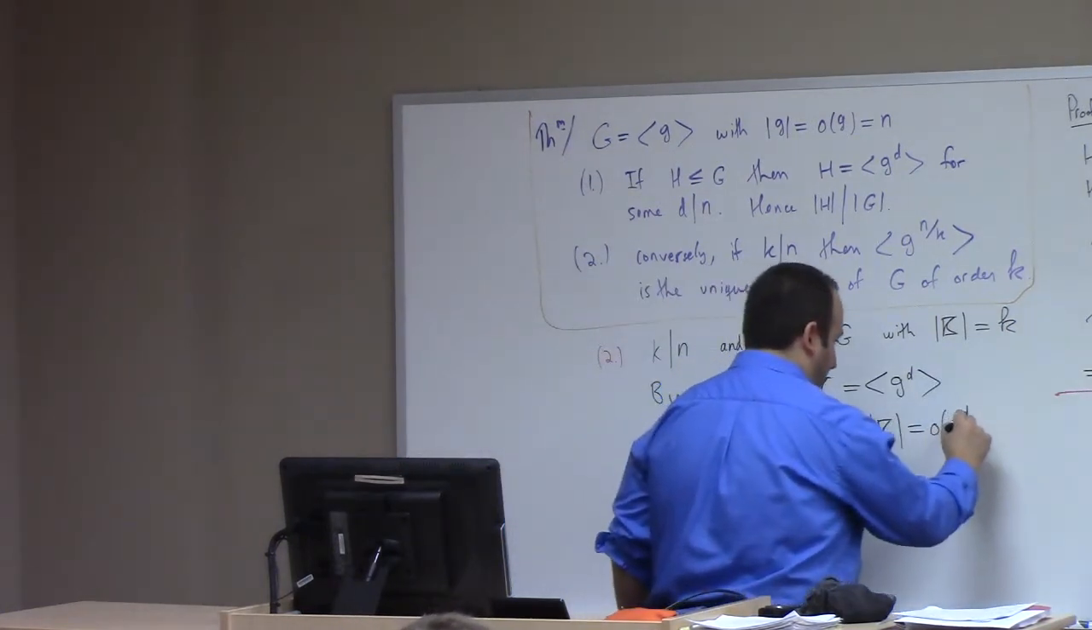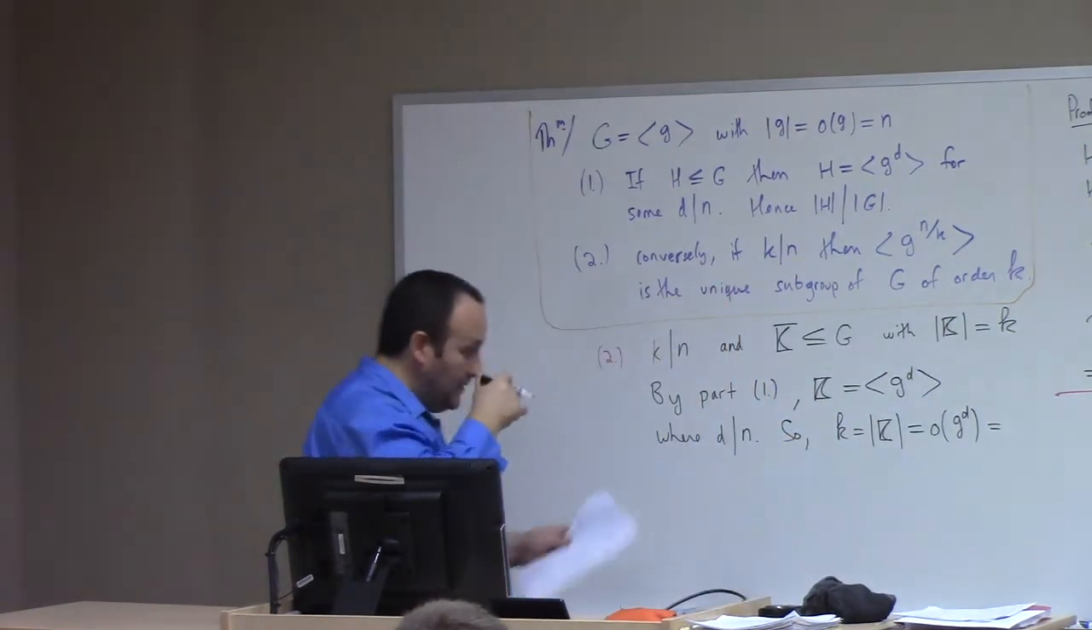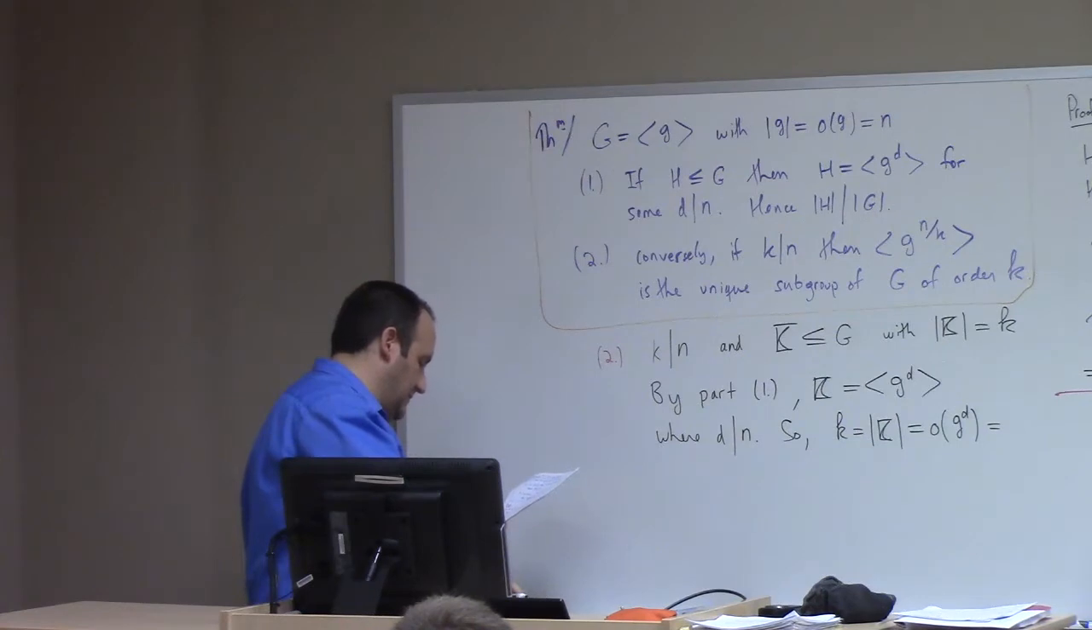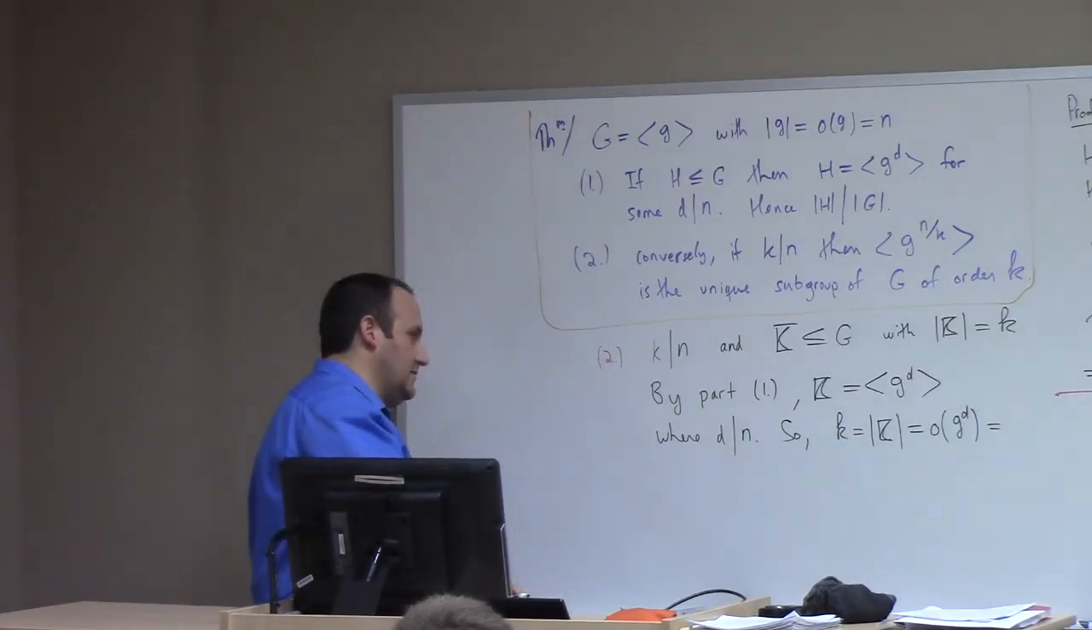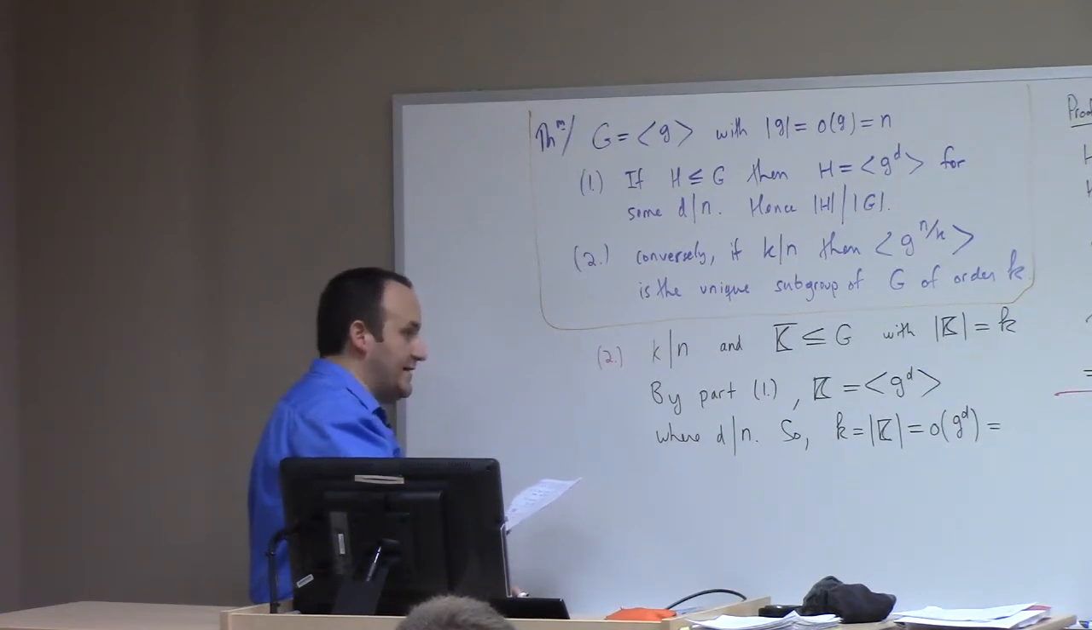Right. But we need to use the theorem from before. See here I have that it's n over d. Why is that?